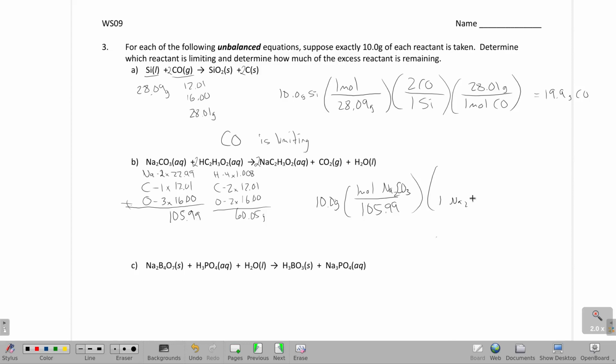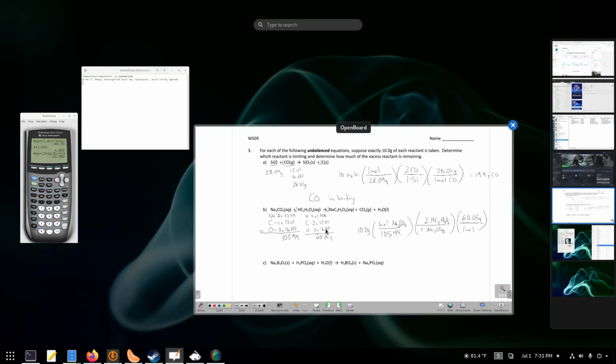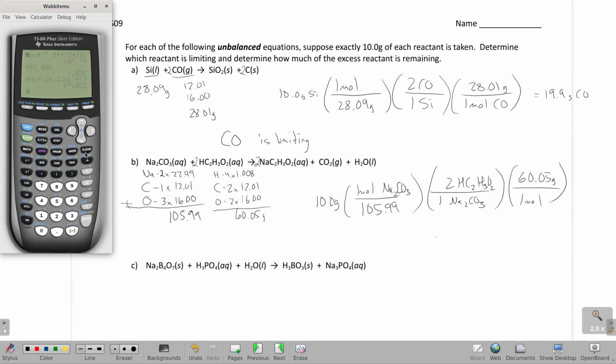1 sodium carbonate needs 2 acetic acids. And then the molecular weight of acetic acid is 60.05 grams. Alright, so how much acetic acid do we use to use up all 10 grams of sodium carbonate?